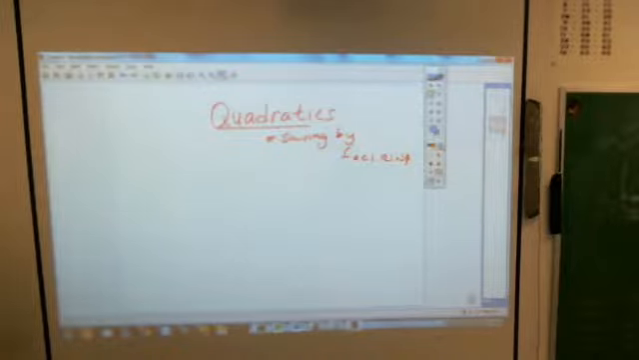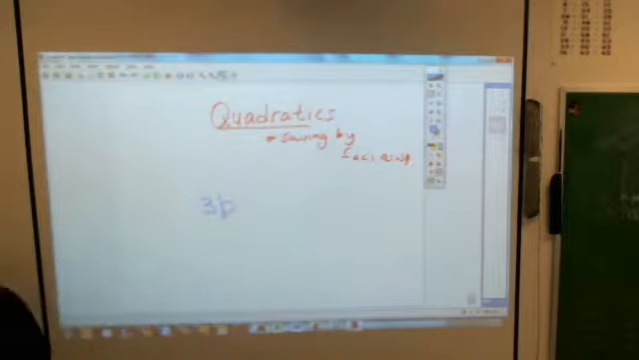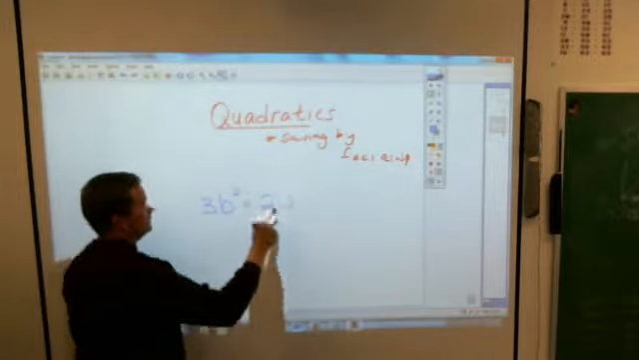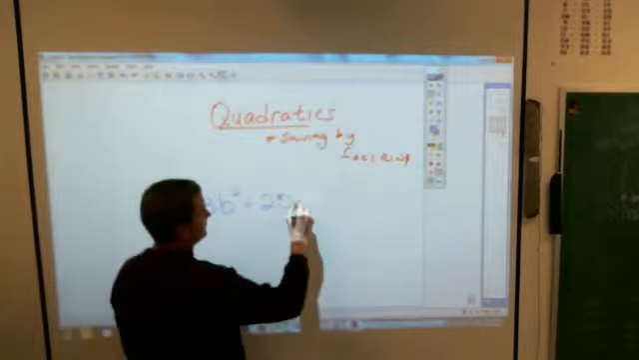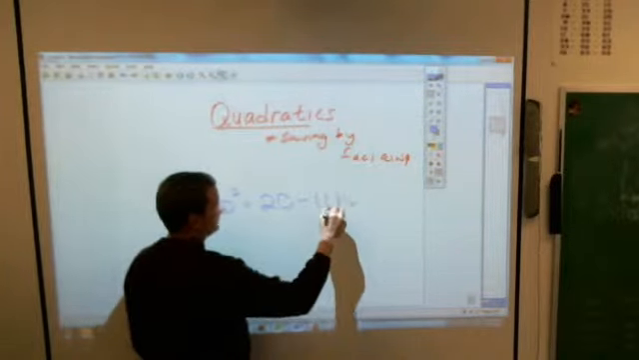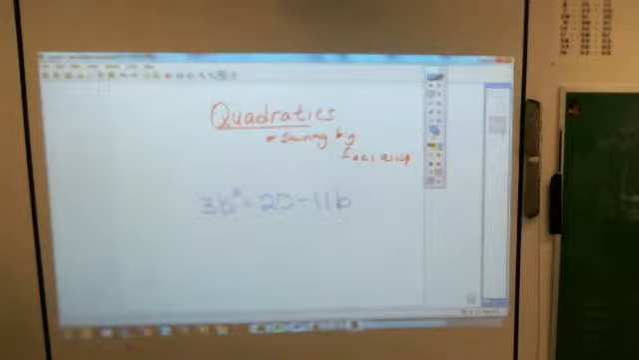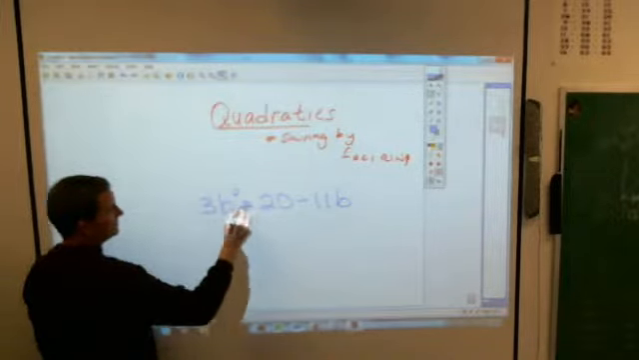What happens, Jason, if you see this? 3b squared equals 20 minus 11b. First of all, is that an equation? Do you see an equal sign? Yes, it is. I'm relatively sure that this is an equal sign.